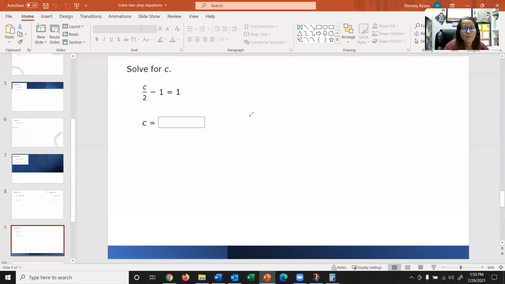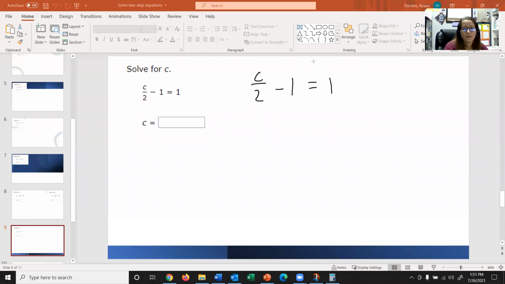Okay, I'm going to show you the easiest way to remember these. And I know that fractions are not everybody's best friend, but hopefully after watching these examples, you'll be able to say that this is super easy and that it's very, very simple, just like the multiplication. Okay, so I've got C over 2 minus 1 is equal to 1.